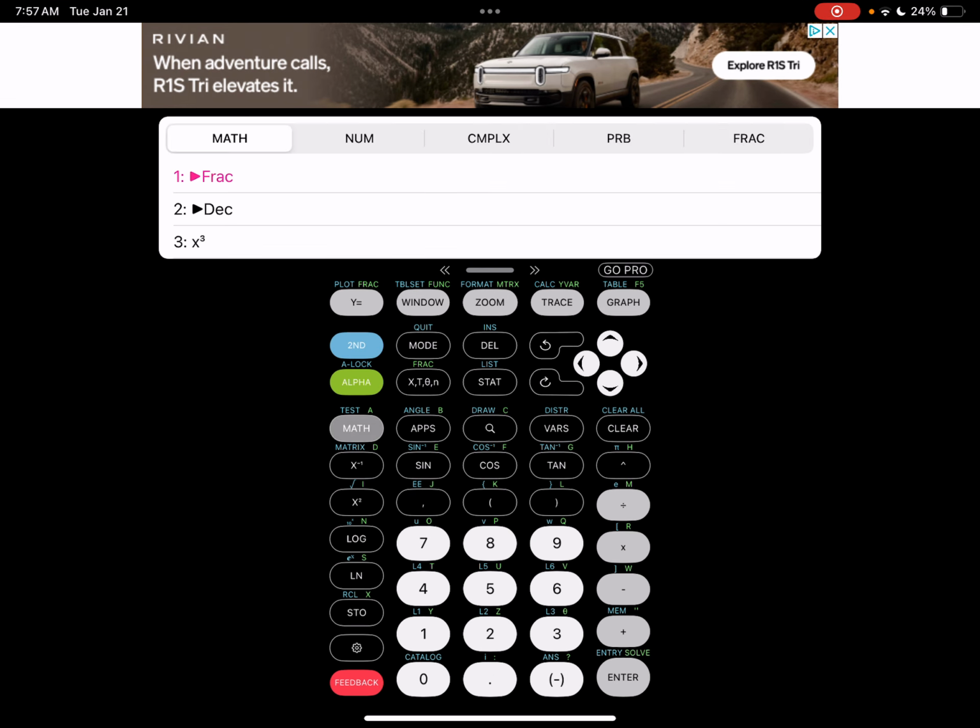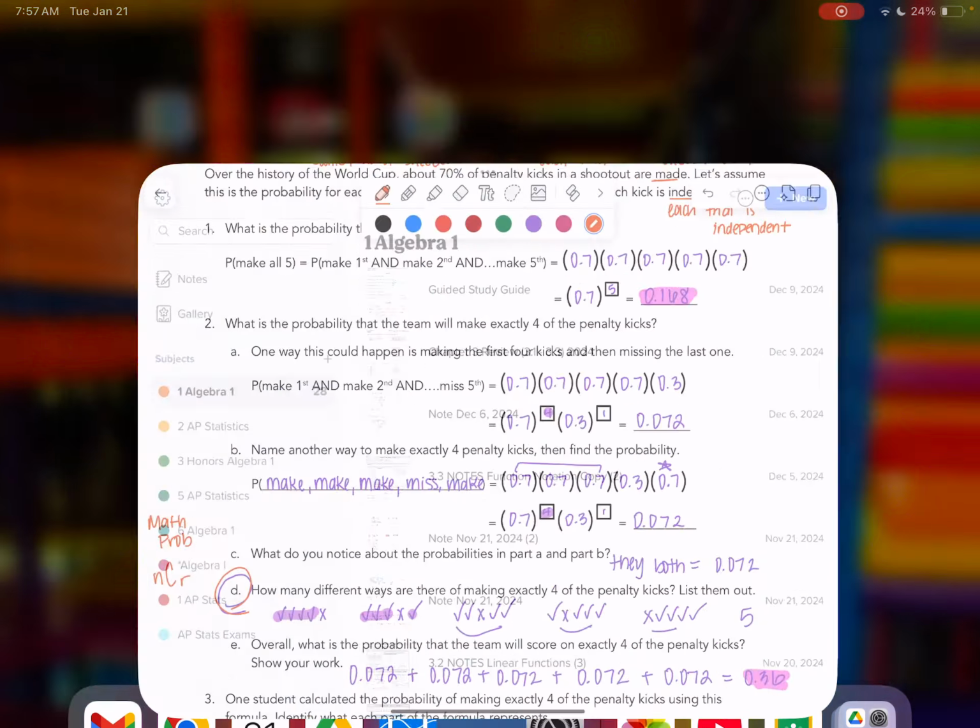So you're going to hit math, and then all the way over, so math, numbers, complex, probability. On the 4th selection here for me. And then notice that we have nPr and nCr. We are not using nPr. We're using nCr. So you're going to select that. And on most of your calculators, you're just going to have to use the arrow.